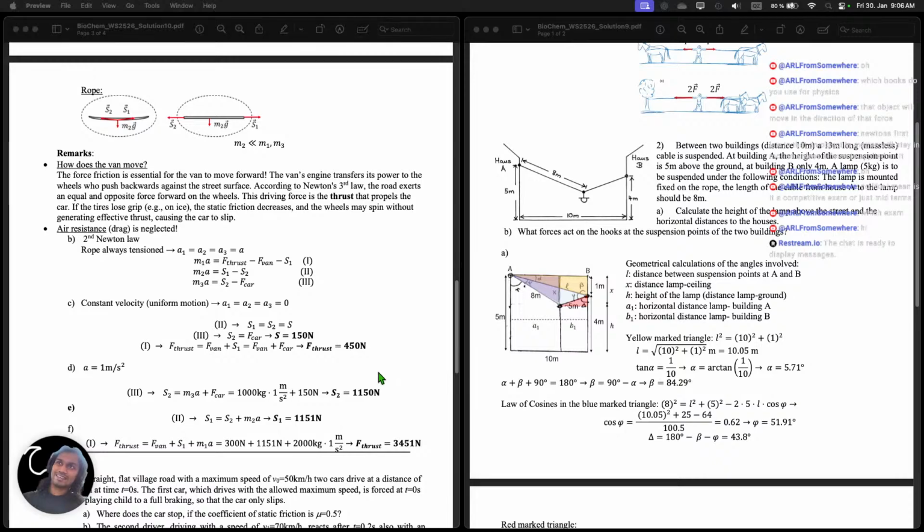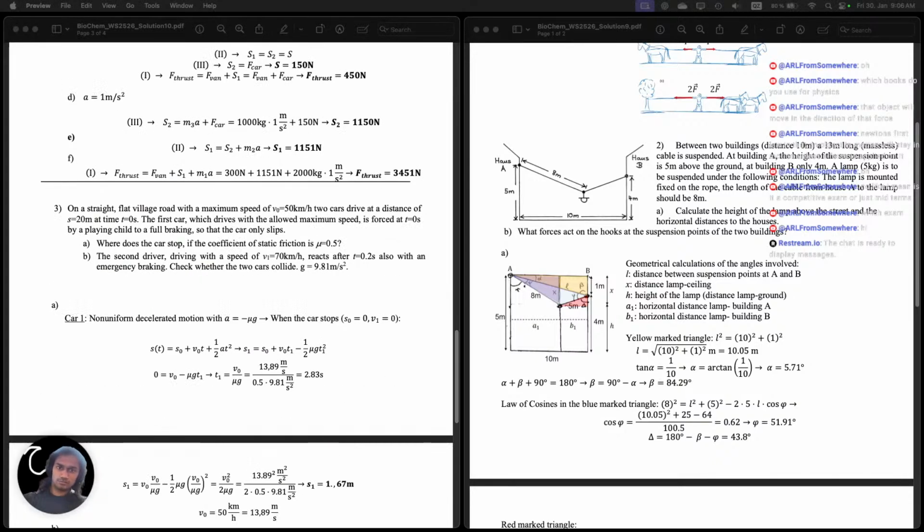So, no books related to what type of physics is this? Kinetics? Yep. Do you have any physics? Do you refer to any physics books?